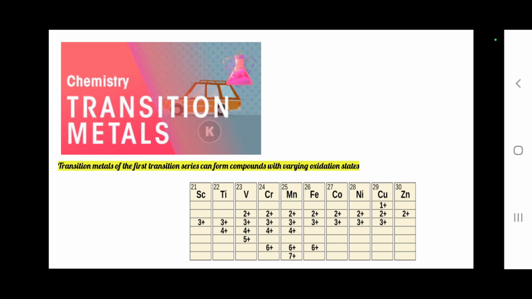We have 21 scandium, 22 titanium, 23 vanadium, 24 chromium, 25 manganese, 26 iron, 27 cobalt, 28 nickel, 29 copper, and 30 zinc.